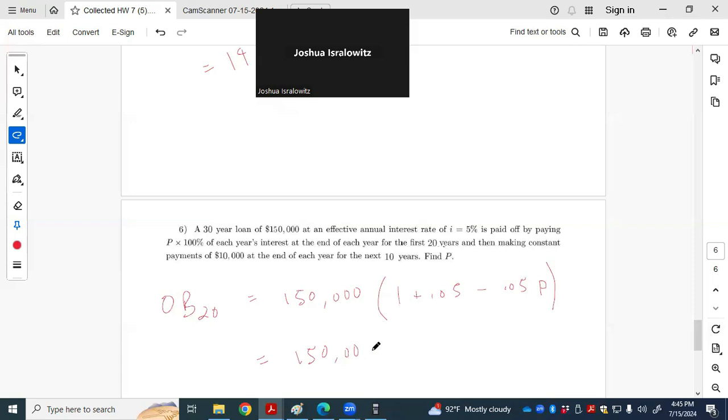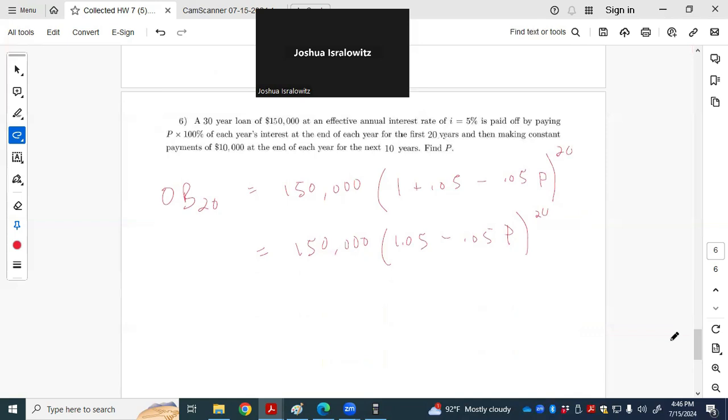So we don't know what P is. We'll find it in a minute. Sorry, raised to the 20th power. It's in general a T here for when you want to find the outstanding balance after T periods. Okay, this is going to be equal to how much you owe, and you're basically paying off how much you owe by payments of 10,000 for the next 10 years. Okay.